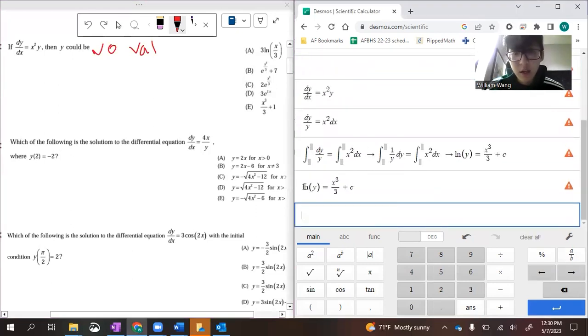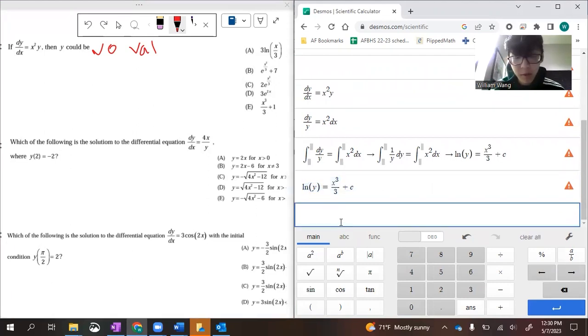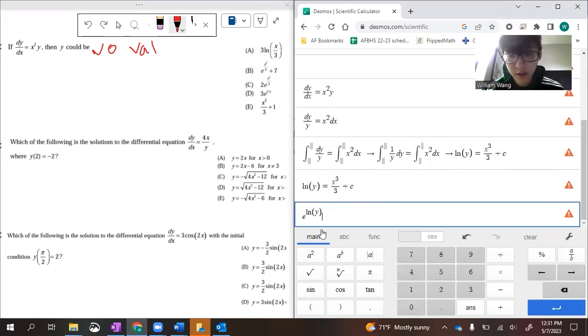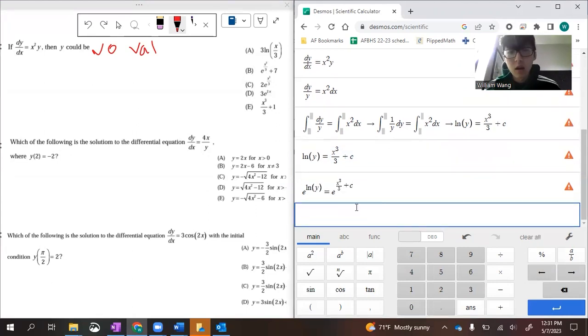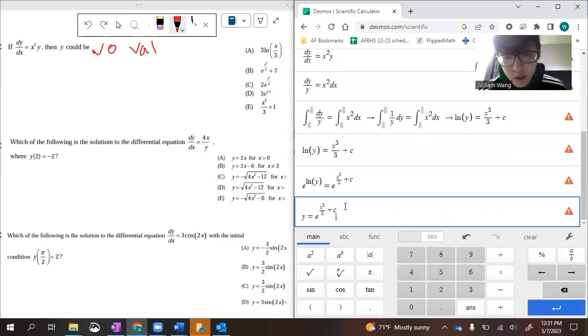Right. So ln of y, how do I get y by itself? Well, to get y by itself, I want to get rid of this natural log. How do I get rid of natural log? Well, natural log and e to the x are inverses. So I do e to the natural log of y. And if I do that, then I also have to do e to the x cubed over 3 plus c. Cool. E and natural log, they cancel out, so I'm left with just y. So it's y equals e to the x cubed over 3 plus c.